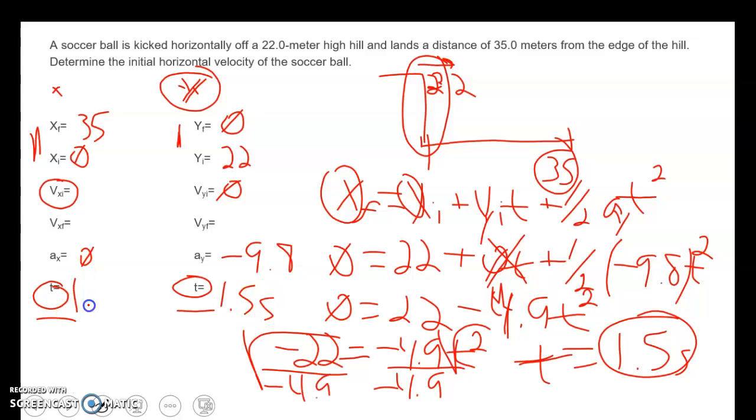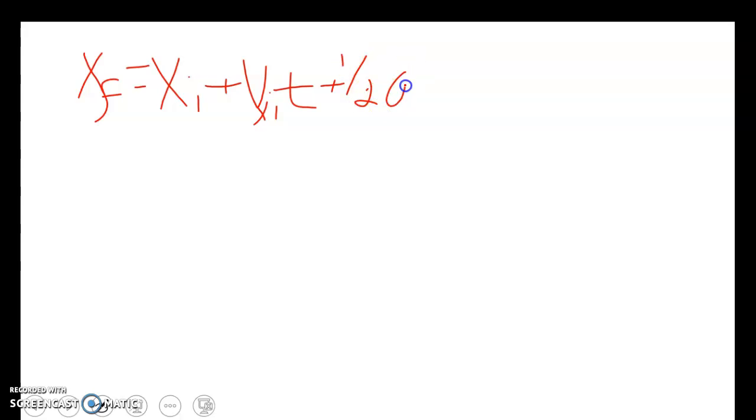I also know it's going to take 1.5 seconds for it to travel all the way to 35, right? So I know time, I know final and initial position, and I know initial velocity. I don't know final velocity, right? It's the same as my initial because my acceleration in the x is 0. So I'm going to use the same equation, but now I'm going to solve it with my x information. And I'm going to say x final is equal to x initial plus vi t in the x, plus 1/2 acceleration in the x times my time squared.